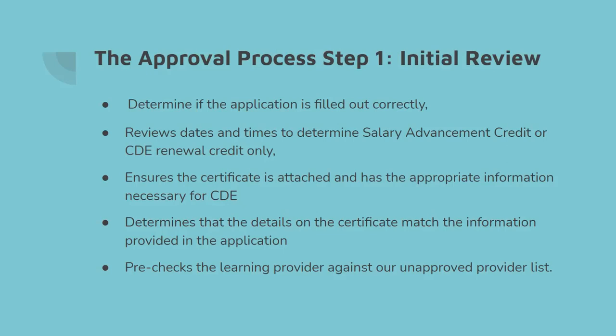The approval process is actually a two-step process. During the first step, our system administrator reviews the application to determine if it is filled out correctly, the dates and the times of the application are applicable for salary advancement or just CDE renewal credit, whether the certificate is attached and it has the appropriate information necessary for CDE, including things like credit hours, course title, etc., and that the details on the certificate match the information provided. Additionally, he checks the provider against our unapproved provider list. If the application doesn't meet any of these standards, he will return it to you for revision and resubmission.